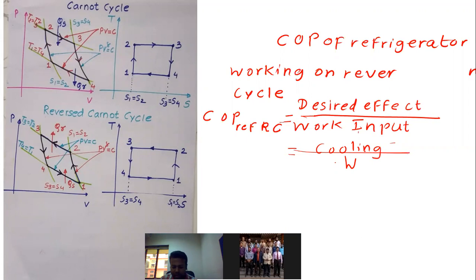Now let us write that down. When you see the diagram for the reverse Carnot cycle, you can see that QR amount of heat is rejected. Can you see this QR? QR is the amount of heat rejected, and QS is the amount of heat supplied. Supplied is nothing but received.